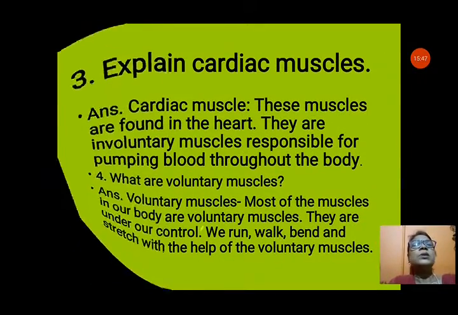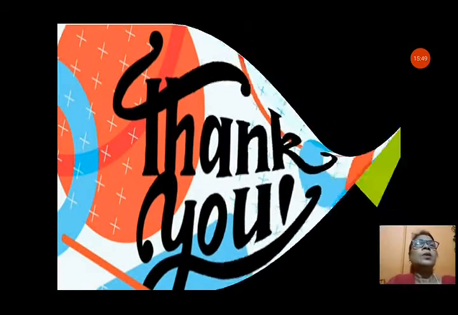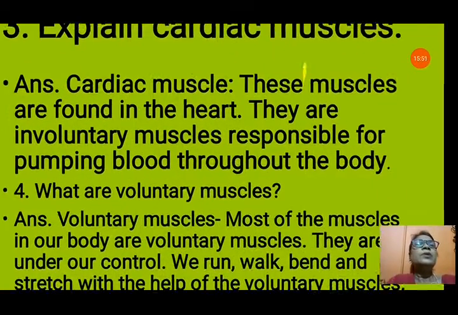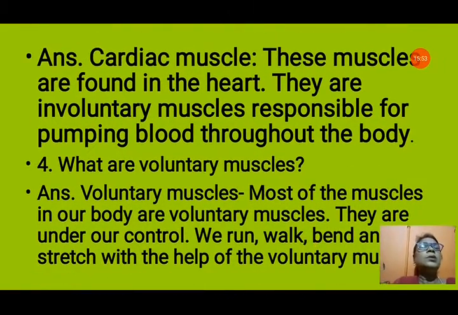Explain cardiac muscles. Cardiac muscles are found in the heart. They are involuntary muscles responsible for the pumping of blood throughout the body. They are involuntary in the sense that they are not under our control. The heart pumps the blood all 24 hours and the whole lifetime. So, we cannot control the pumping of the blood. So, it is an involuntary muscle.